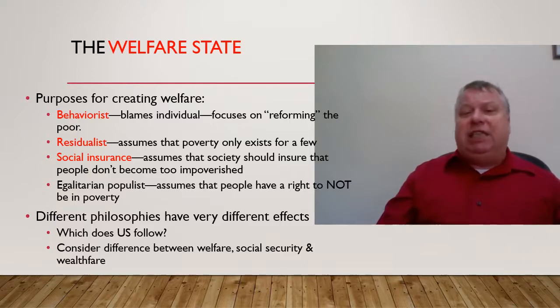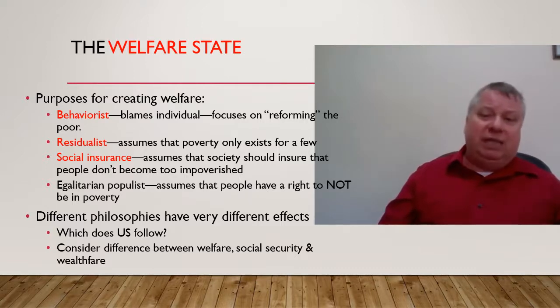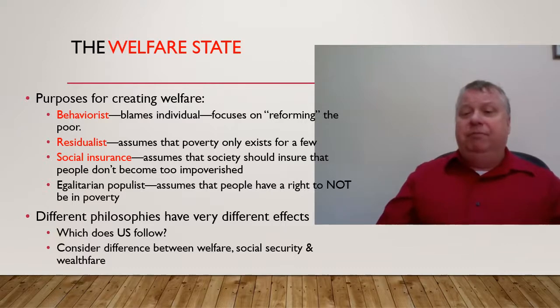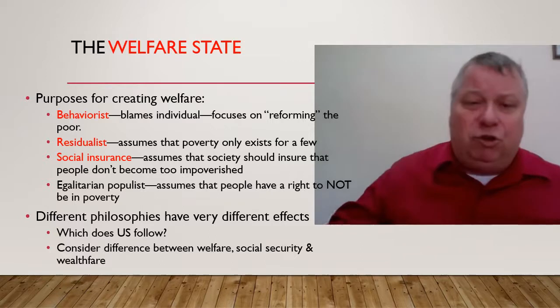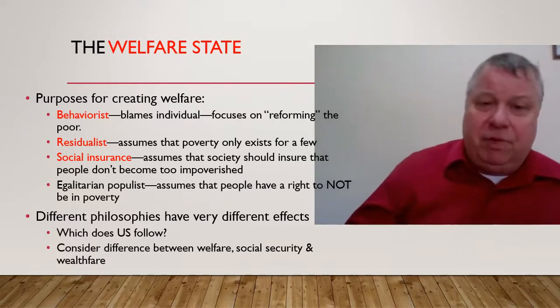Then you have a residualist argument. This basically says some poverty is always going to exist in society. Now, most functionalists would probably agree with this. They would say you need a certain level of poverty in society because we have a market system. Therefore, it's useful to have a welfare system in order to take care of those people at the bottom, right?